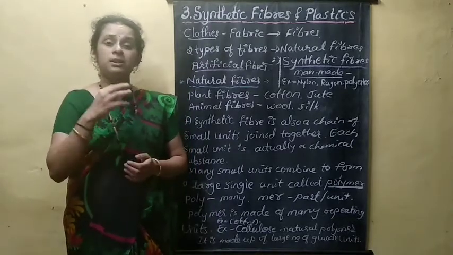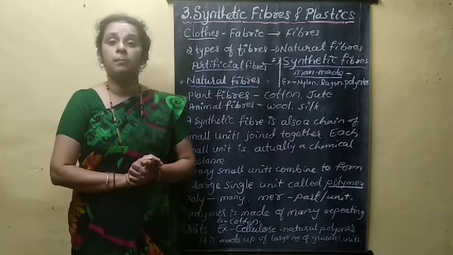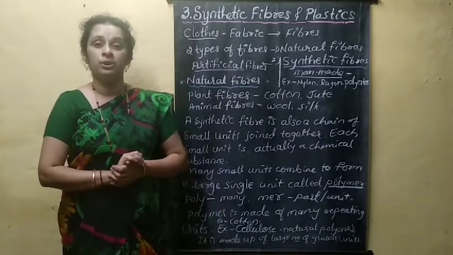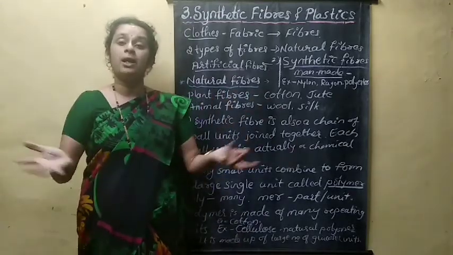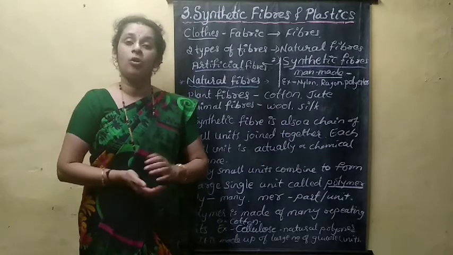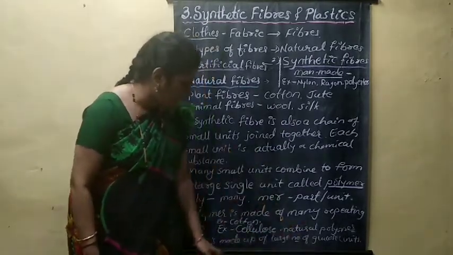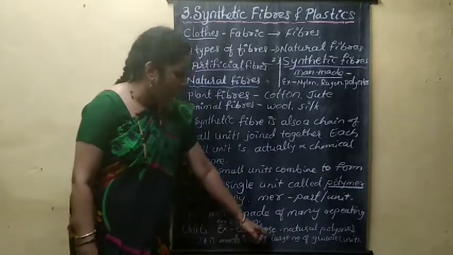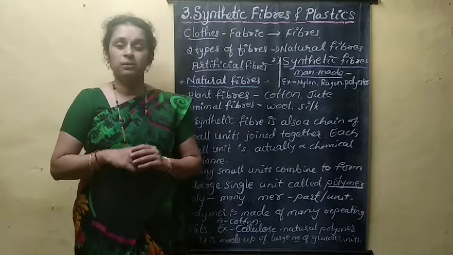Cellulose is mainly made up of small units, a large number of glucose units. Large numbers of glucose units combined to give a large chain, that is called cellulose. Cellulose is a natural polymer. It is made up of a large number of glucose units. It is mainly in plants.